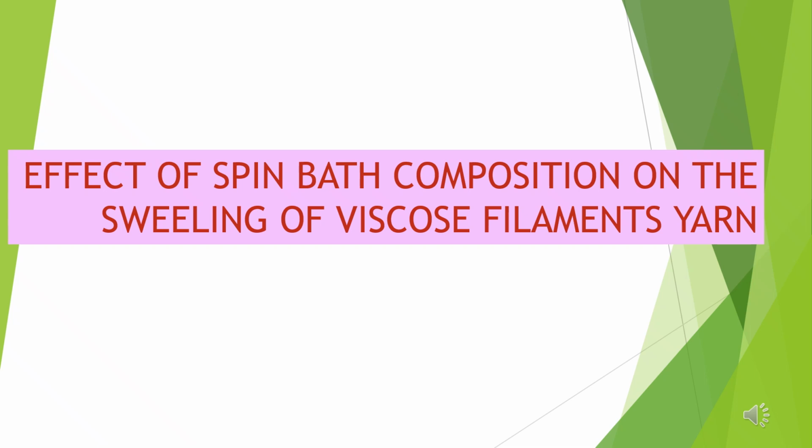This presentation shows how the composition of the precipitation bath, specifically the concentrations of sulfuric acid, H₂SO₄, zinc sulfate, ZnSO₄, and sodium sulfate, Na₂SO₄, affects the swelling and properties of viscose textile yarn during spinning and finishing.